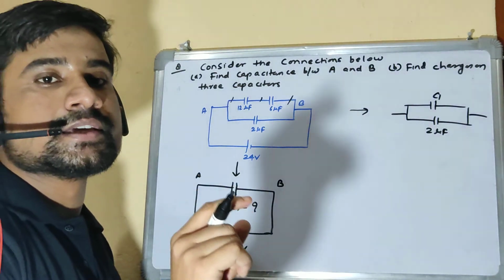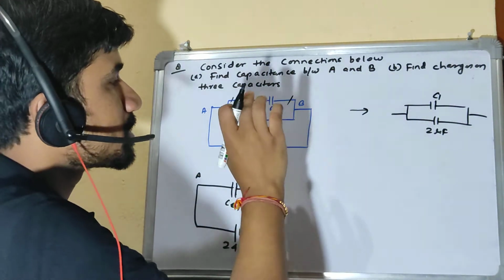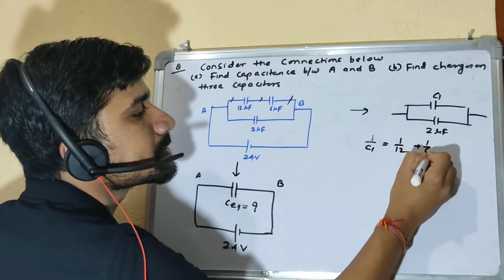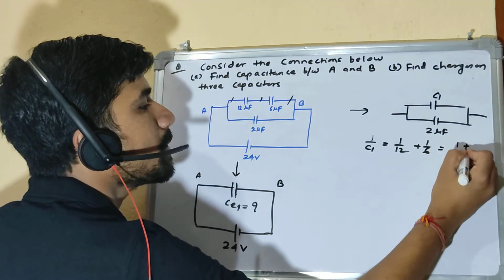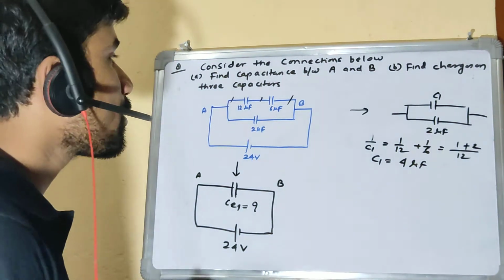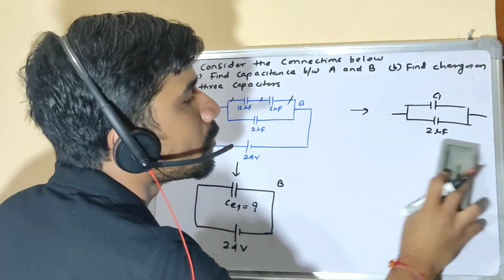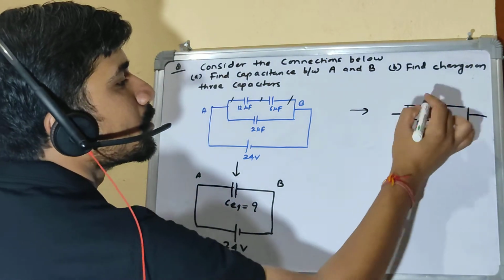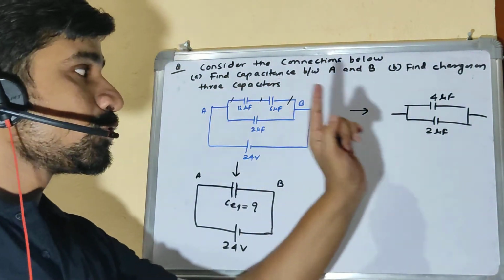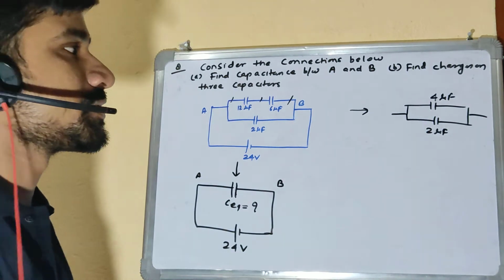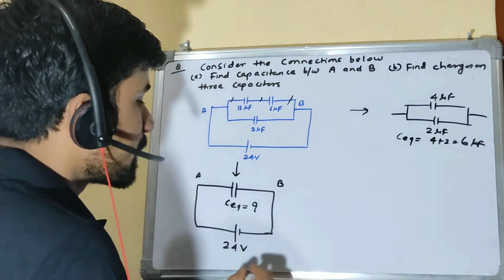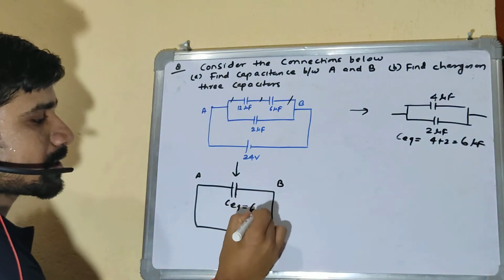C1 is the net equivalent capacitance because of this series combination of 12 and 6, right? So 1 by C1 equals 1 by 12 plus 1 by 6, which becomes 1 plus 2 over 12. So C1 becomes nothing but 4 microfarad. The series combination of 12 and 6 is 4. So my final circuit has 4 microfarad here. Now I have a parallel combination of a 4 microfarad capacitor and a 2 microfarad capacitor, so the net equivalent capacitance will become 4 plus 2, which is 6 microfarad.